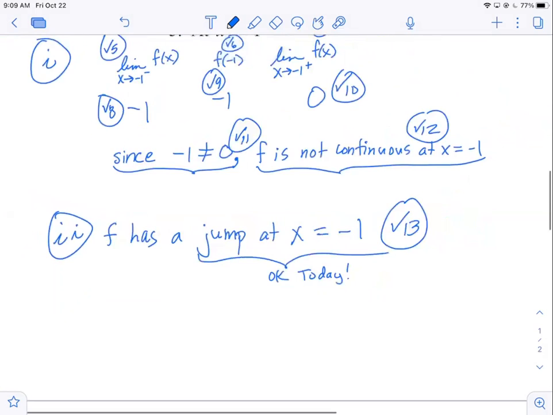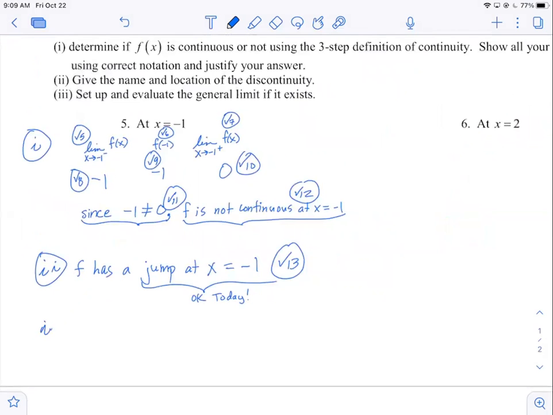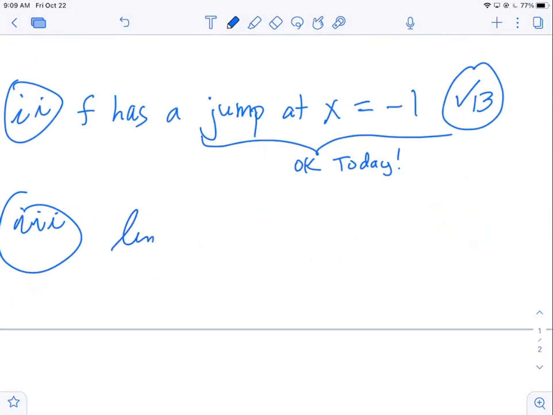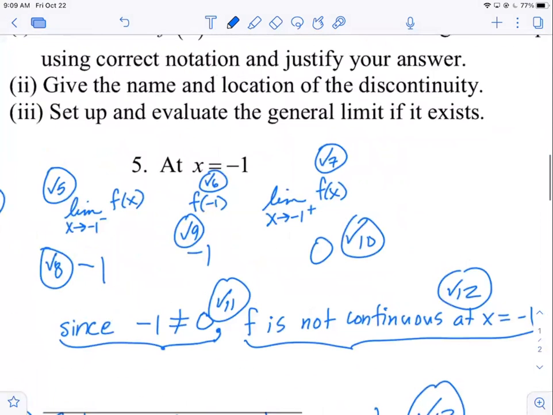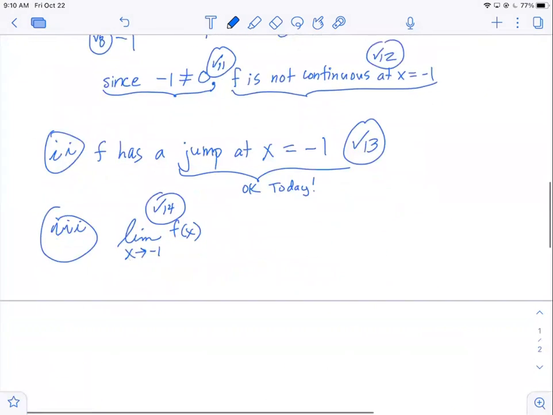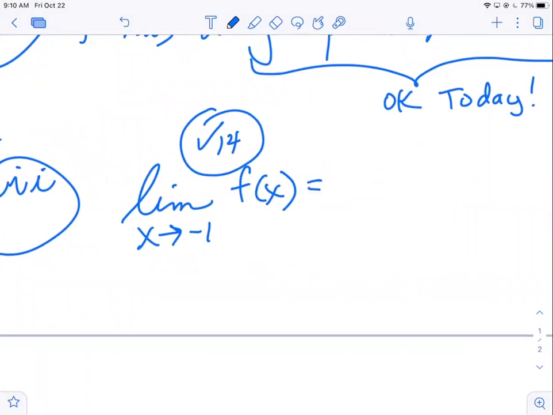All right. And then part III. Set up and evaluate the general limit. Okay, so the limit as x goes to -1 of f. I'm going to give you a check for the notation. And you either put an equal sign or you write directly underneath there. Well, remember for the general limit, you compare the 2 one-sided limits. -1 does not equal 0, does it? So you could say equals DNE. Like that, off to the side.